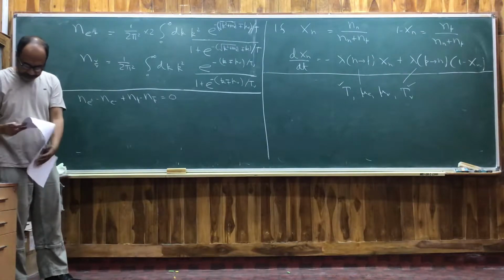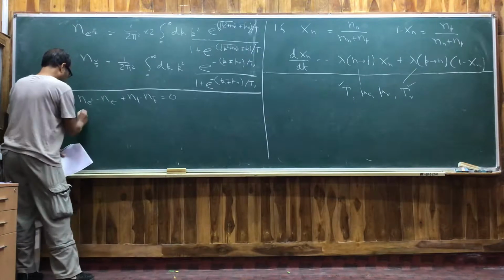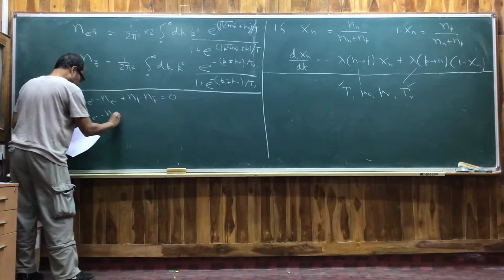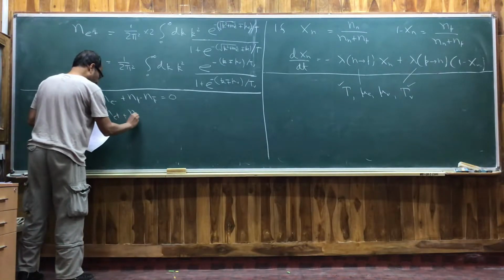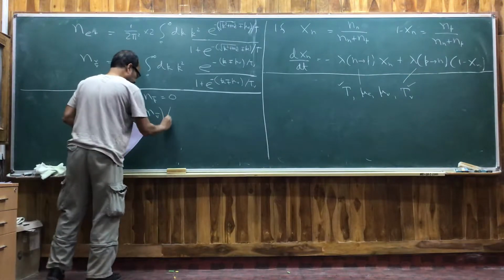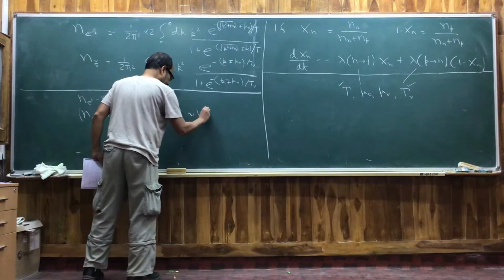The other is lepton number: n e minus, n e plus, n nu minus n nu bar, divided by n gamma, is small, of order 10 to the minus 9.